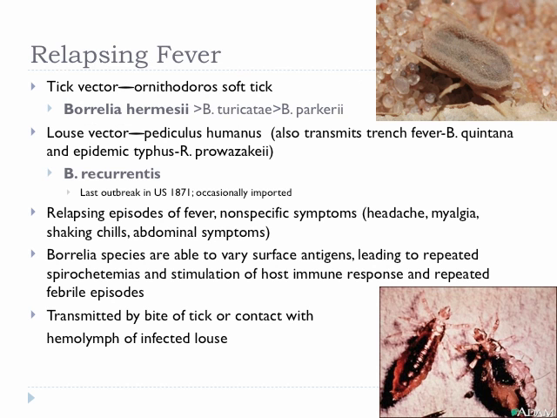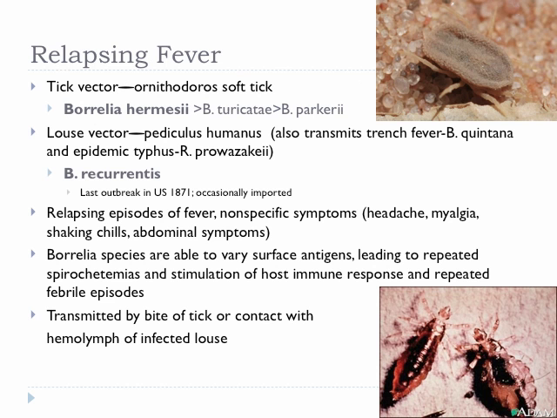Louse-borne relapsing fever is most commonly found in countries with social upheaval. It's sporadically transmitted into the United States, last time being 1871. You have relapsing episodes of fever, non-specific symptoms, headache, myalgia, chills, abdominal symptoms. And you get the relapsing fever because these Borrelia species are able to vary their surface antigens. They're able to have antigenic variation, leading to repeated episodes of spirochetemia and stimulation of the host immune response, and repeated febrile episodes.